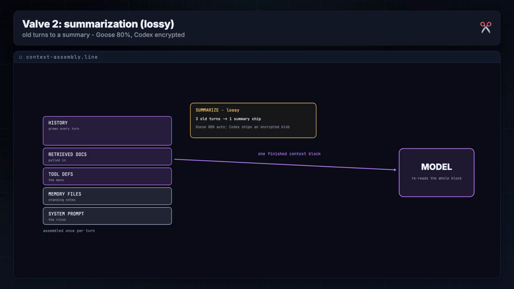Summarization is the other valve, and it's lossy. It replaces old turns with a model written summary. Goose fires this automatically at 80% of the window. Codex CLI does something clever and ships back an encrypted compaction blob so the model keeps its understanding without keeping the raw text.